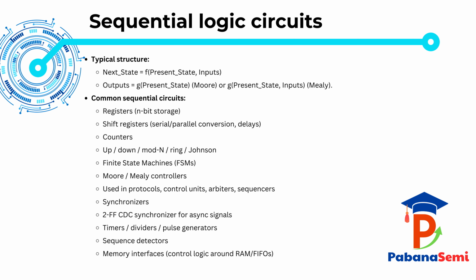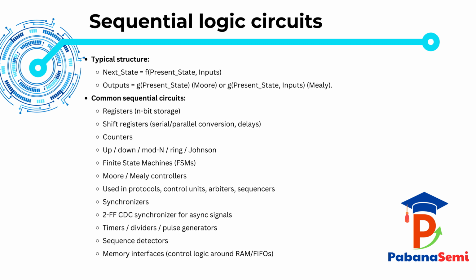3. Counters. A counter counts clock pulses. Up counter: 1, 2, 3. Down counter: 3, 2, 1, 0. Mod N counter counts only up to N-1 and repeats. Ring and Johnson counters are special counter types used in timing and sequencing.